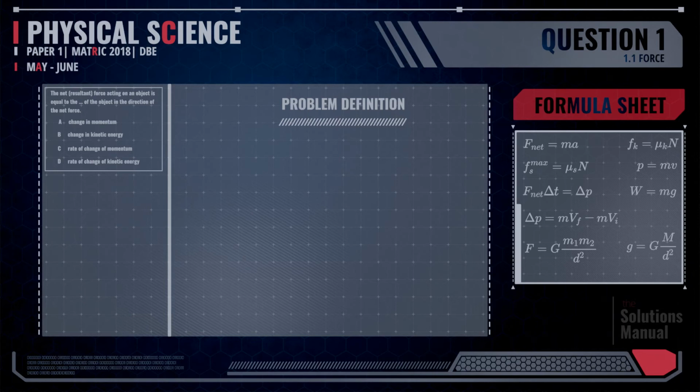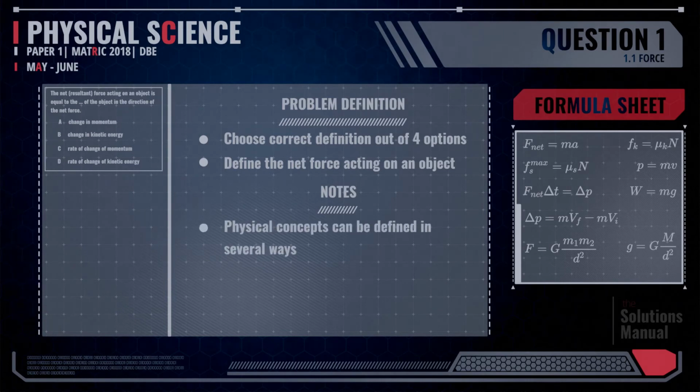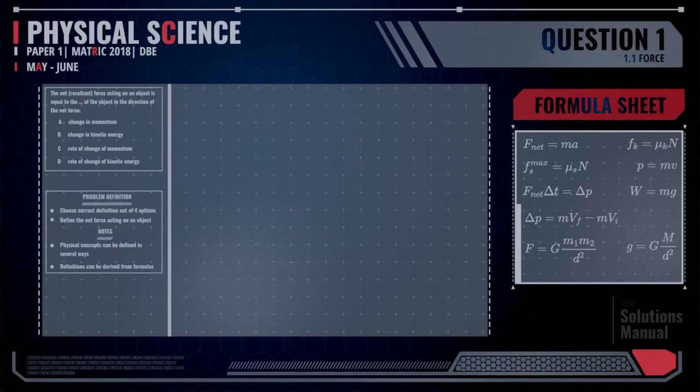In this question, we're given 4 definitions of the net force and are asked to choose the correct one. In other words, all we need to do is to define the net force. Quick side note, a physical quantity can be defined in more than one way. And if you happen to forget the definition of a physical concept during an exam, don't panic. You can derive it by writing out the formula. Just make sure to include the appropriate keywords. Now that we know what we have to do, we can start solving this question.